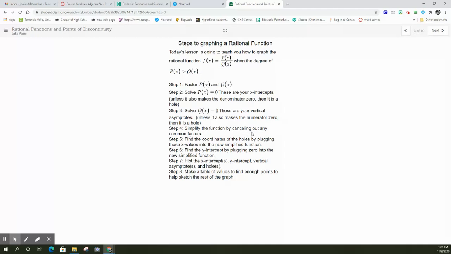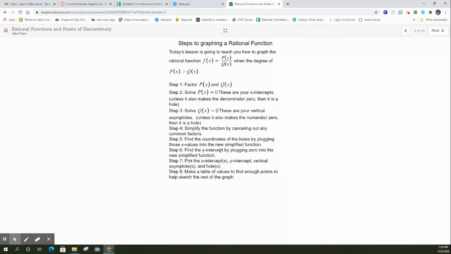We simplify the function by canceling out any common factors. If we have a common factor that cancels out, one that had an x in it, that's when you're going to have a hole. If no x's cancel out, then there's not going to be a hole. We find the coordinates of the hole by plugging those x values into the new simplified function. So whatever made the original function 0 on top and 0 on bottom, we plug into the new simplified function, and that's our y coordinate. Then we can find the y-intercept by plugging 0 into the new simplified function.